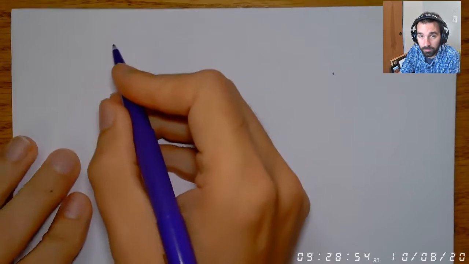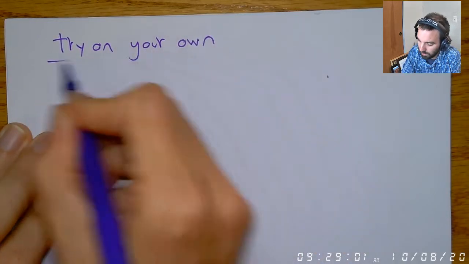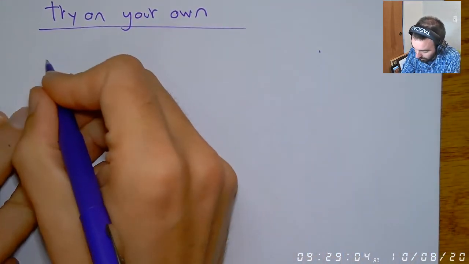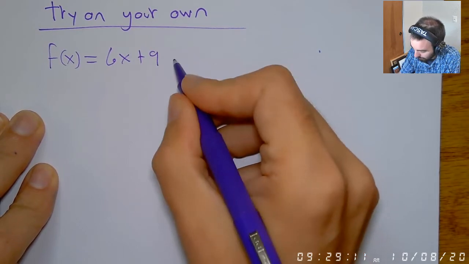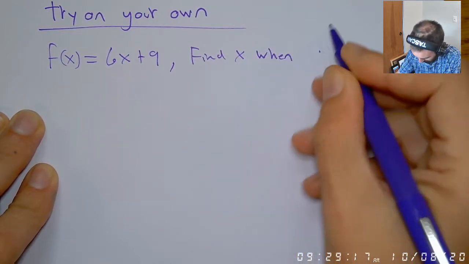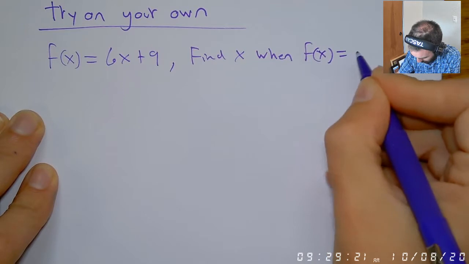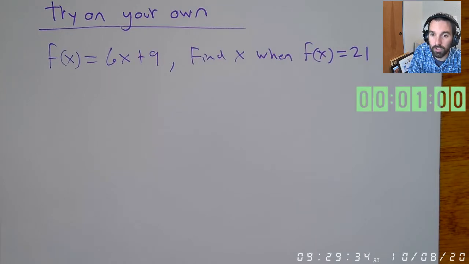Okay, I'm going to have you guys try this on your own and see how you guys are doing, okay? So we're going to say f of x equals 6x plus 9, and we're going to find x when f of x equals 21. I'm going to have you try this on your own. I'm going to give you 1 minute to work on it, and then we will talk and see how it's going. Okay, I'm going to give you 1:30.